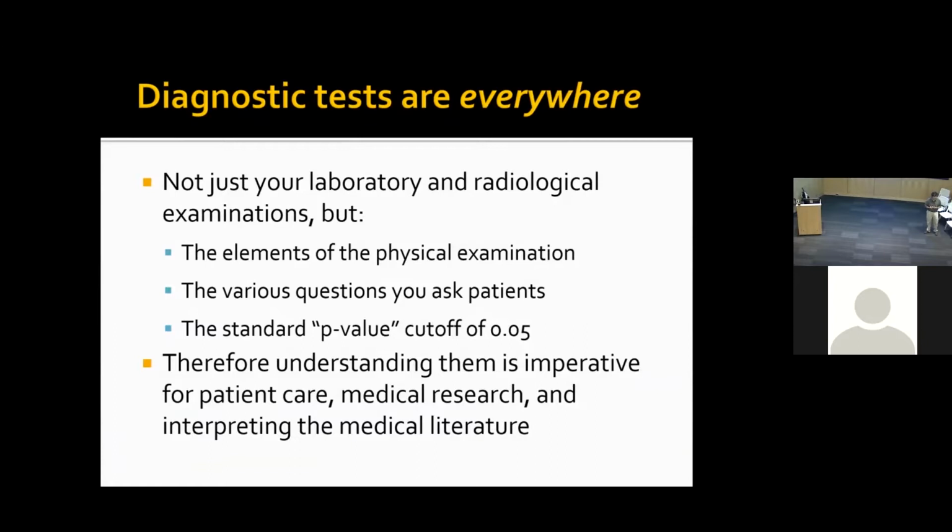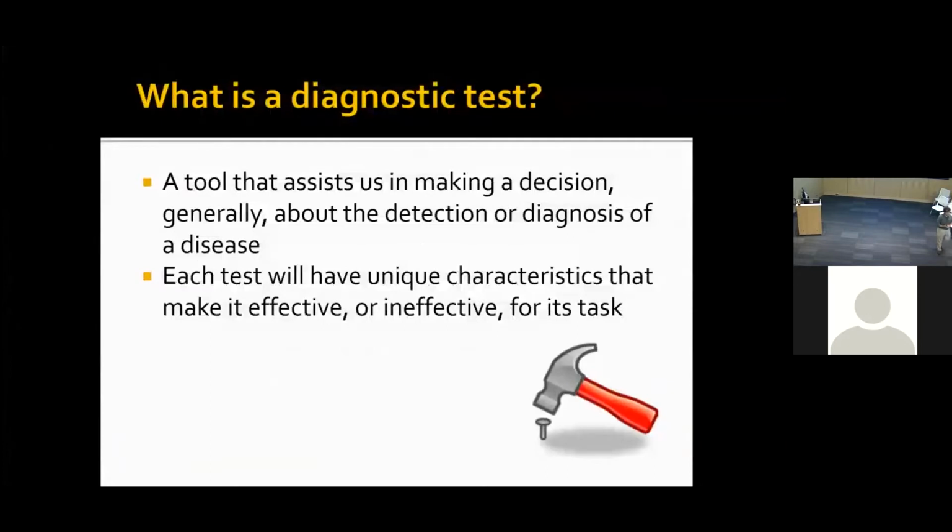So understanding diagnostic tests is really important, obviously, for patient care. We already know that, but it's important for medical research and interpreting the medical literature because p-values are everywhere. So what's a diagnostic test? It's a tool that helps you make a decision, generally about whether a patient has a disease or not, right? But as I've already said, it's broader than that. And each test has characteristics that make it effective or ineffective for its task.